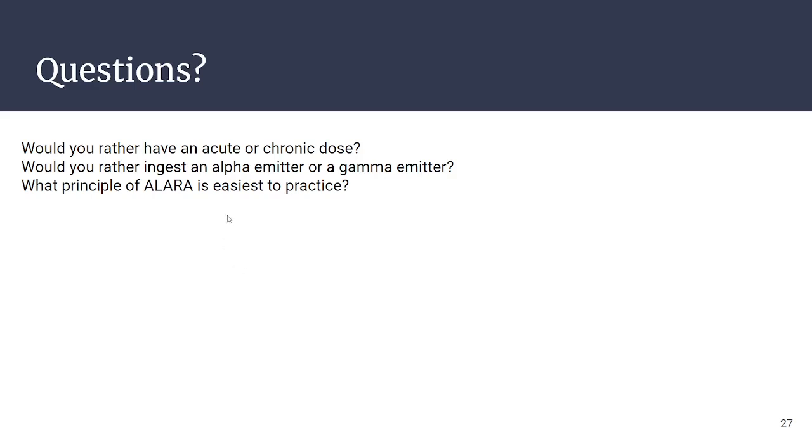Chronic, yes. Acute, it's not fun. You don't have as much time to kill those cells and deal with the consequences of that. If you have a chronic dose, your body can keep up a lot better. So dosage really depends on that too.